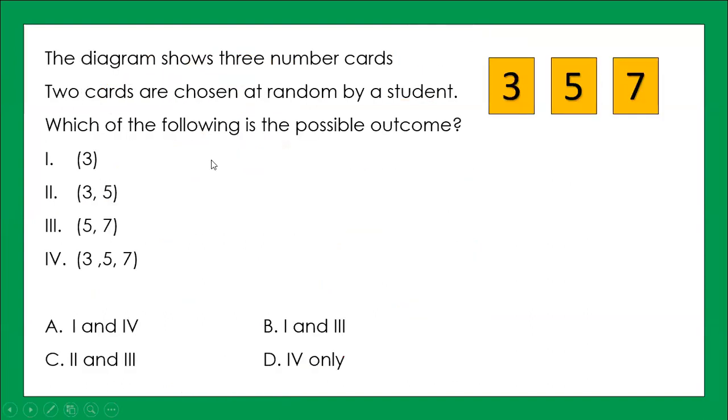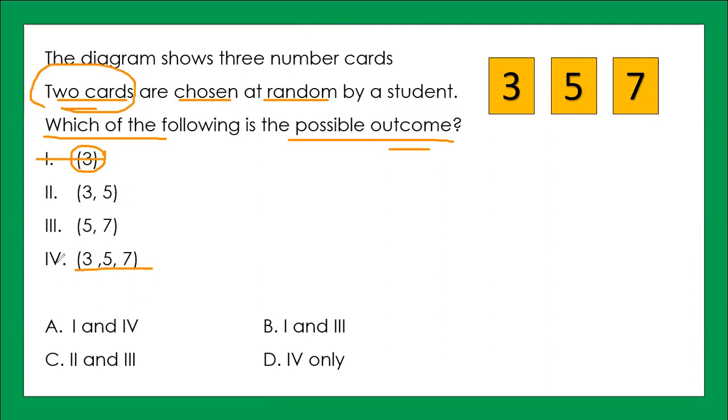Okay. Now, look at this. The diagram shows three number cards here: three, five, and seven. Two number cards are chosen at random by a student. Which of the following is the possible outcome? Can that student get just three? Yes or no? The question says two cards are chosen, and you give me just one answer. Surely that is wrong. Two cards are chosen. Why do you give me three answers here? Surely this is wrong, yes or not?